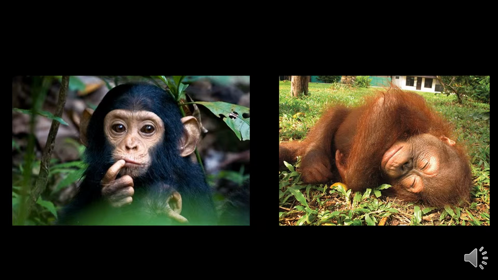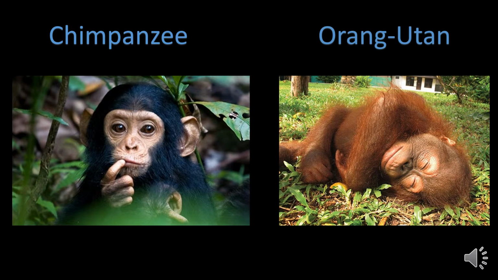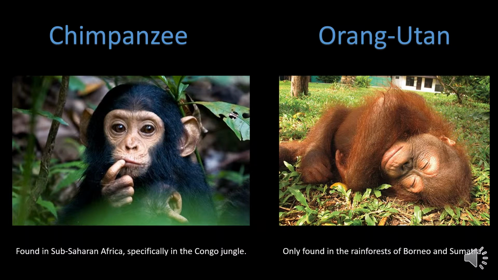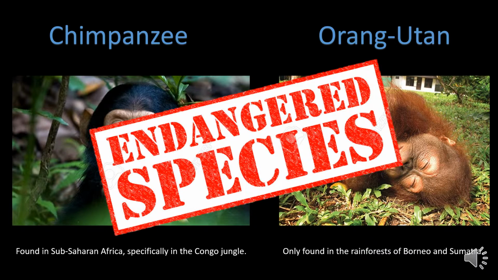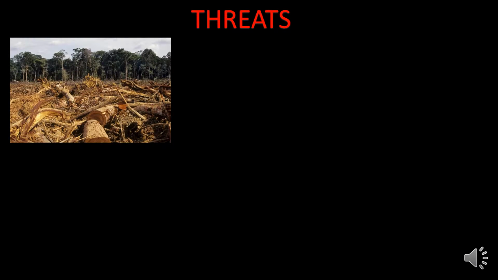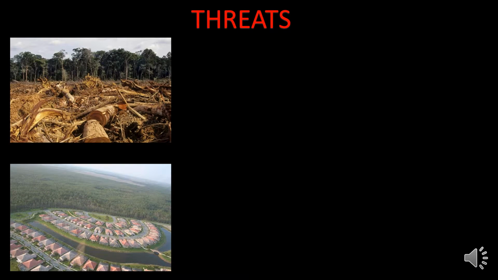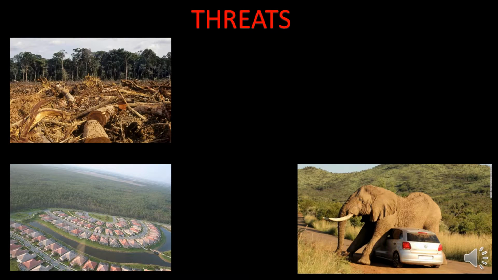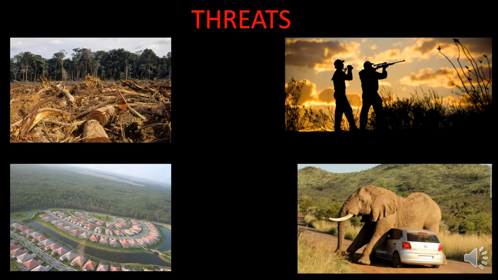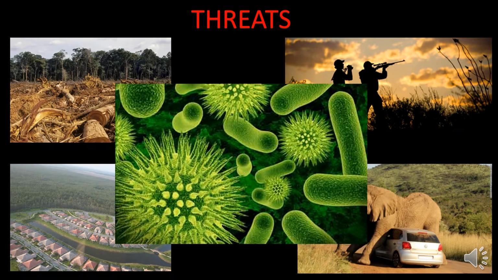Chimpanzees are found in sub-Saharan Africa, predominantly in the Congo jungle, whereas orangutans are found in the rainforests of Borneo and Sumatra. Both species are considered endangered by the IUCN, the world's leading authority on the conservation status of species. The main threats to these species are deforestation, habitat encroachment, which leads to an increase in human-animal conflict, humans hunting for sport, medicine and other reasons, and of course, disease.